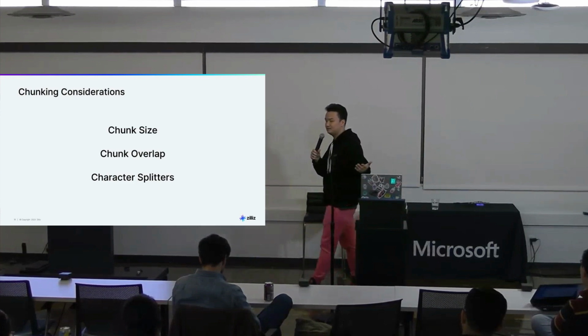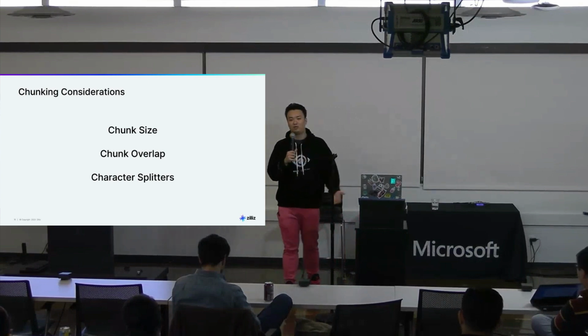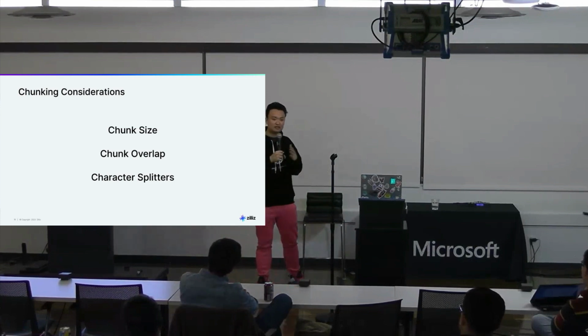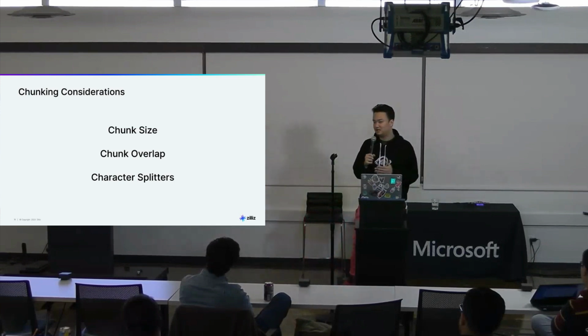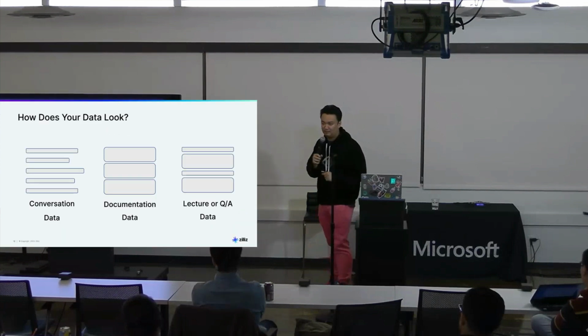So one is chunk size. How big do you want your chunks to be? Next is chunk overlap, which is how much context or how many characters should overlap between each of the chunks. And then the last one is this thing called character splitters. These are special characters that you may want to split your text on. And we'll cover why you would use these in this slide.